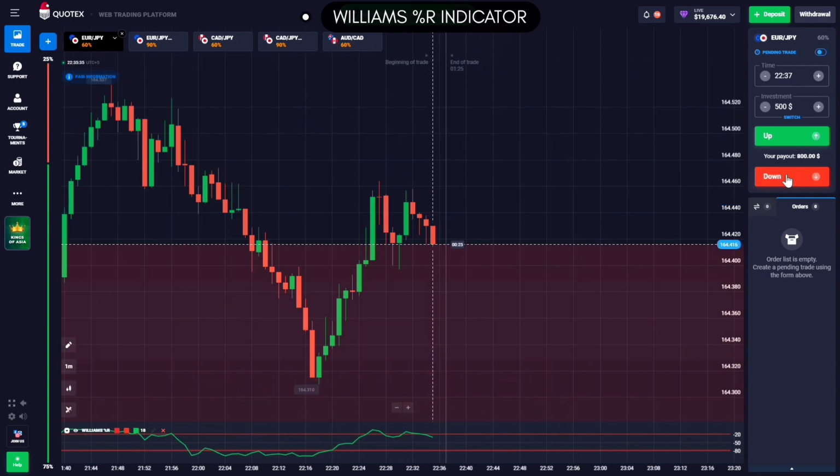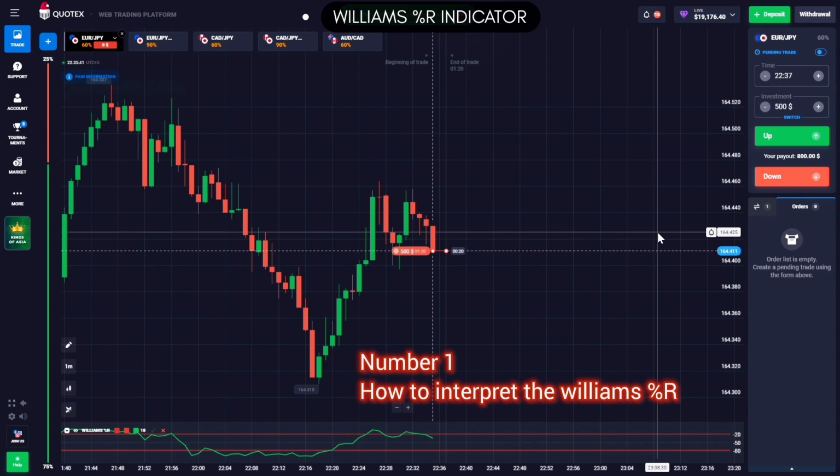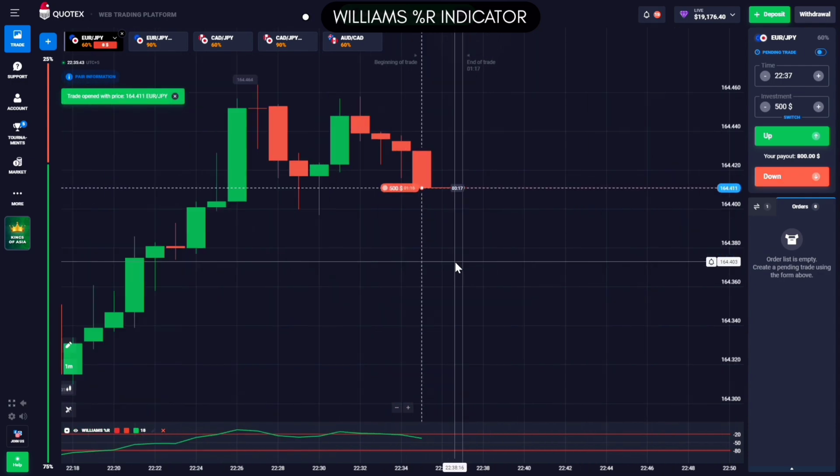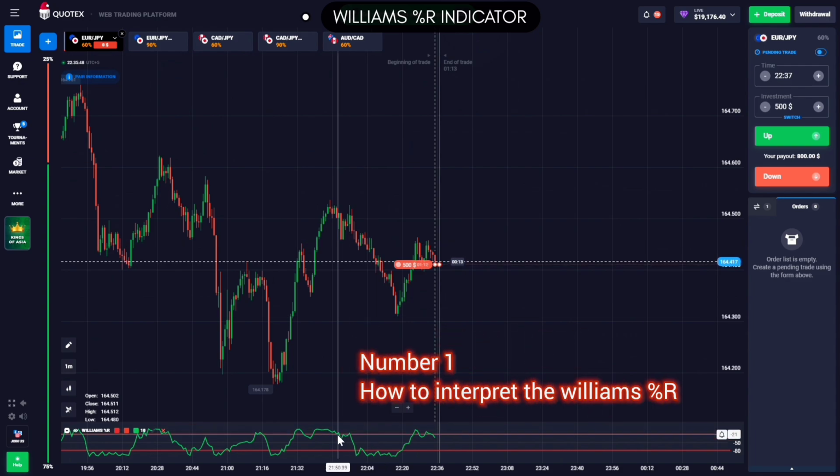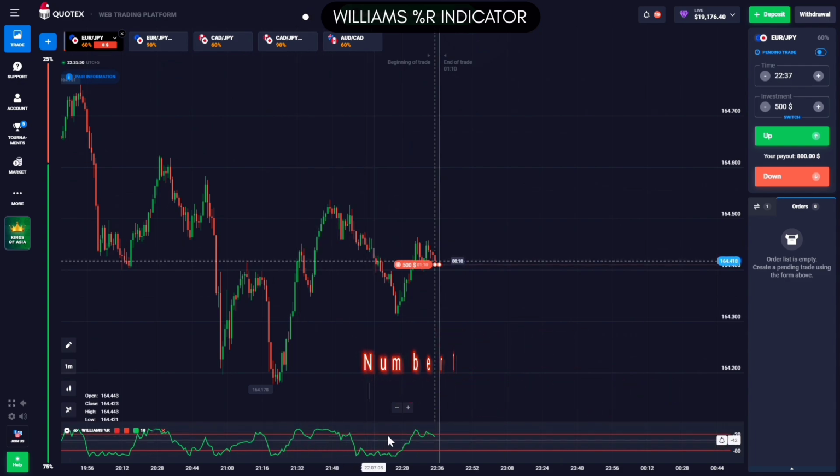Number 1. How to interpret the Williams %R indicator. Number 2. My strategy. Number 1. How to interpret the Williams %R indicator.